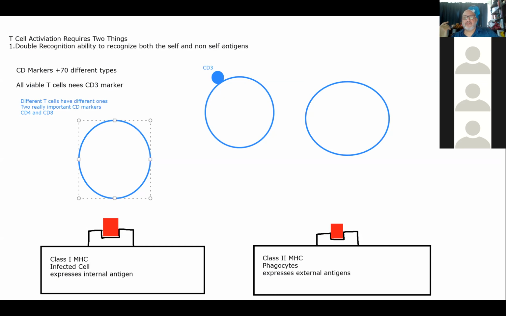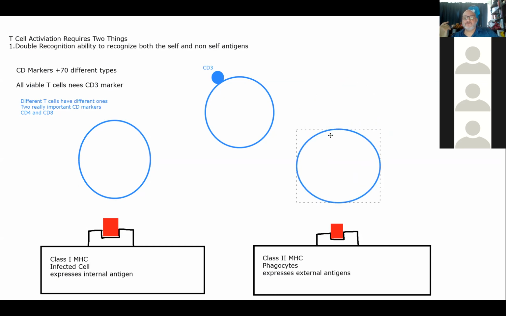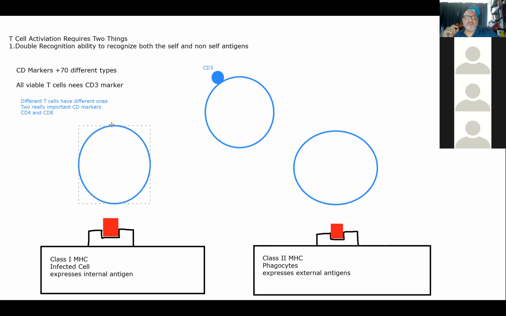Let's go ahead and bring this down, that'll be fine. As we said, the first thing that our T cell needs to be able to do, let's do this in green to emphasize the difference, is double recognition. So it has to have a receptor on it that allows it to bind to the major histocompatibility complex and bind to the correct shape of the antigen.